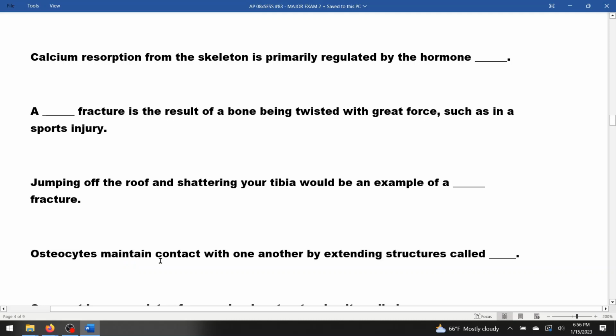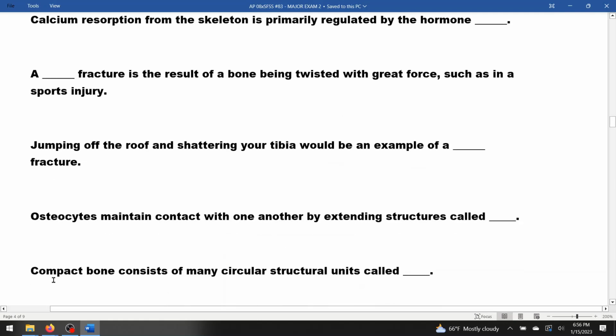Osteocytes maintain contact with each other by extending structures, they're called little canals. So canaliculi is the fancy word. Canaliculi. Compact bone consists of many circular units called osteons.